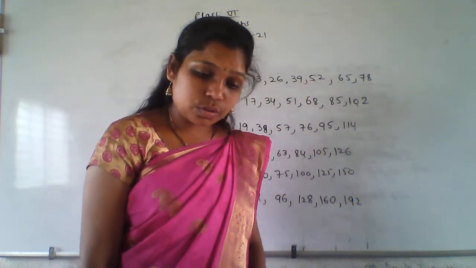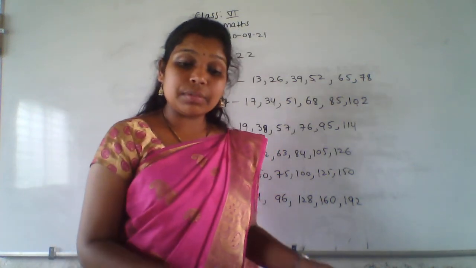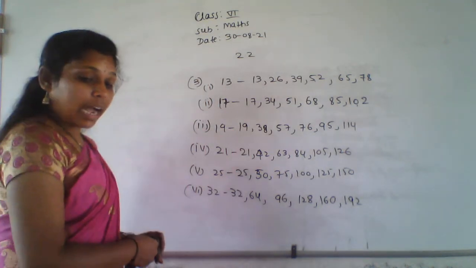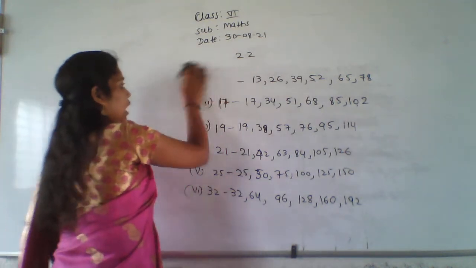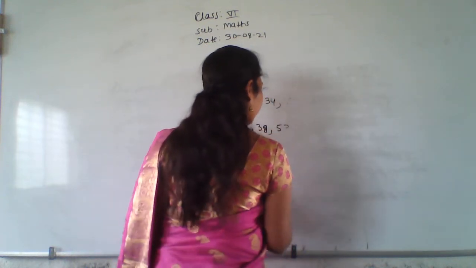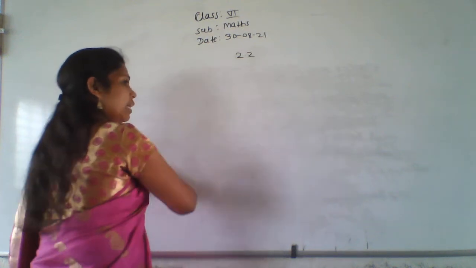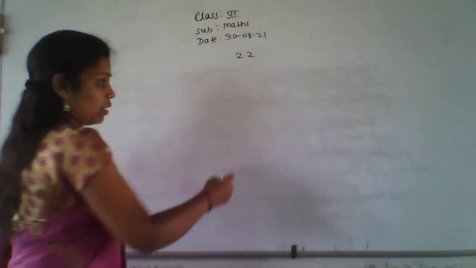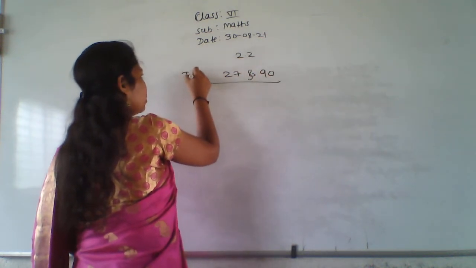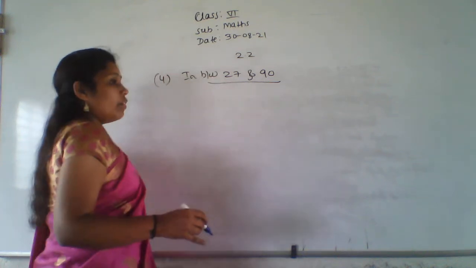So next, fourth main, find the 3 multiples of 11 that are in between 27 and 90. Okay, so start with 27. After 27, what are the multiples of 11 here? In between 27 and 90, we have to write the 3 numbers.